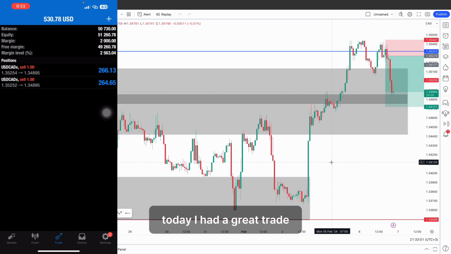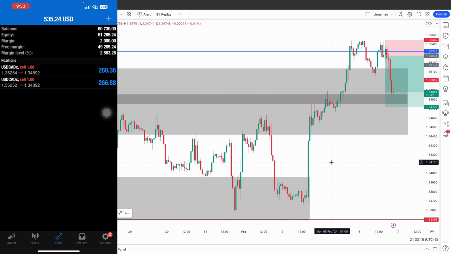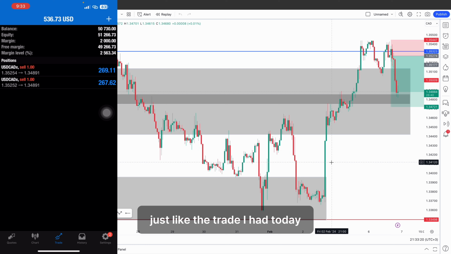So today I had a great trade. As most of you know me, and I'm going to keep on saying this, I always like to take quality trades. With Forex Funder, you get unlimited time. You have as much time as you need to pass your account, so there's no need to rush or anything like that. That's why I'm only looking for quality trades, just like the trade I had today.